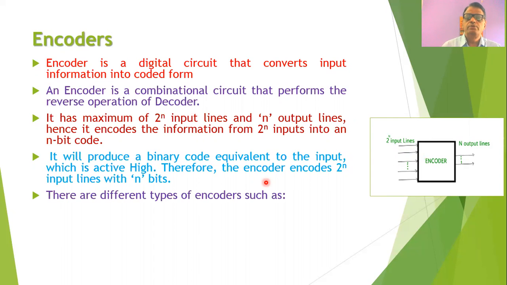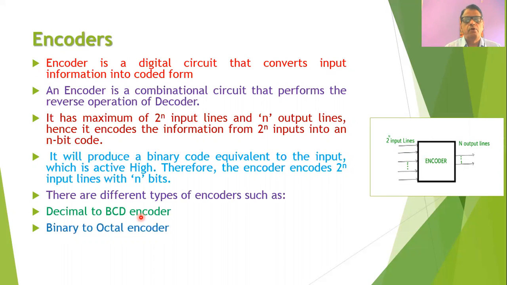There are different types of encoders. For example, we can have a decimal to BCD encoder, where the input decimal information is coded into BCD form, or binary coded decimal form. There is another type of encoder called a binary to octal encoder, where the input binary information can be converted into octal form. So it is possible to build a large variety of encoders.